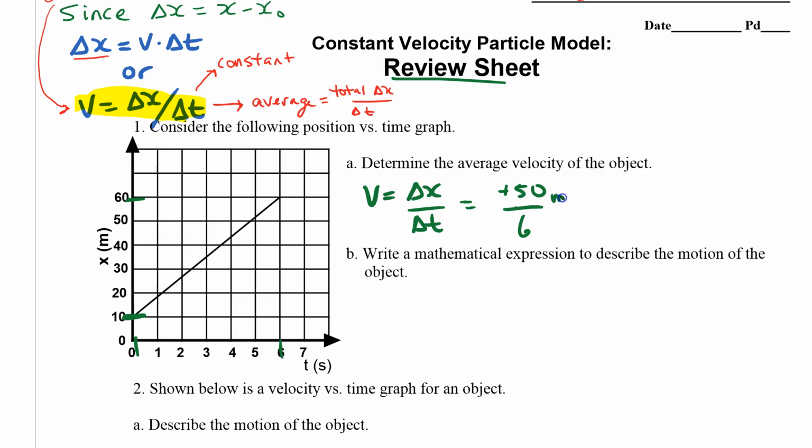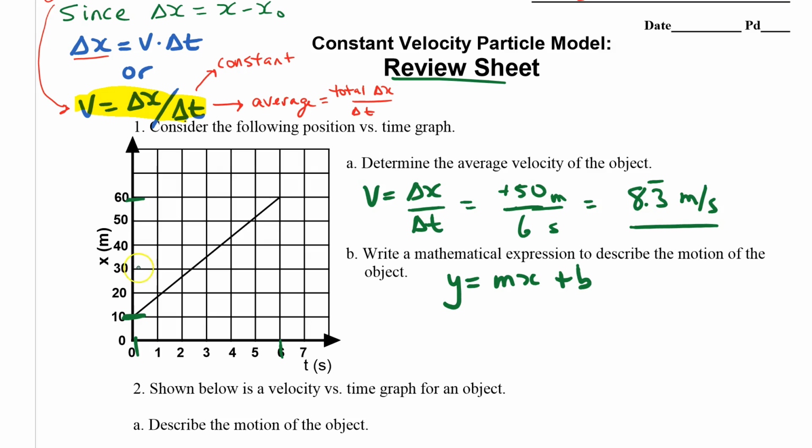I can even put units in there. 50 meters divided by 6 seconds. 50 divided by 6, if you plug it into your calculator, it's going to be 8.3 repeating, or 8 1/3. And the units you can see are meters per second. So there's our first answer. Write a mathematical expression to describe the motion of the object. Well, when you've got a graph and you're going to make a mathematical expression of it, if it's already a straight line, it's pretty easy to do.